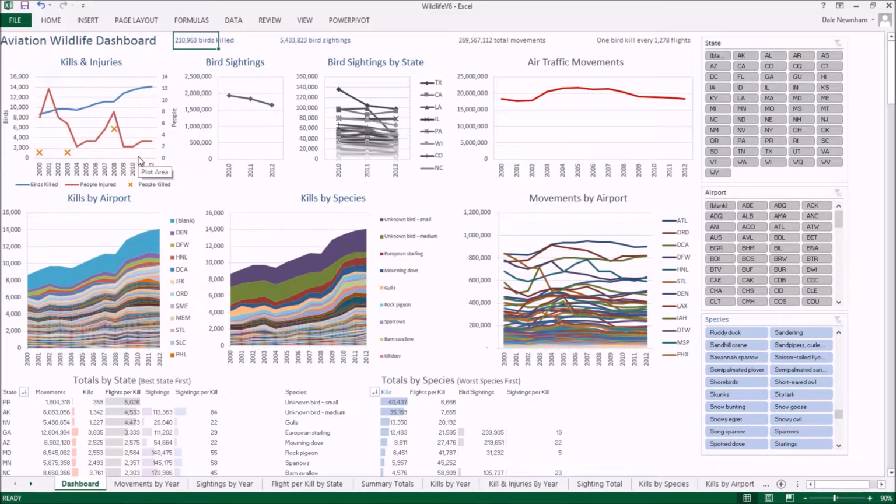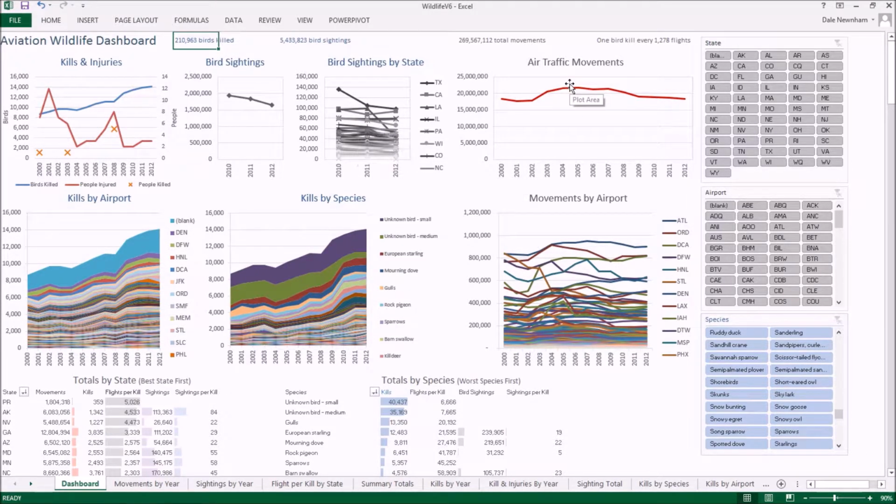Bird population appears to be dropping. If we look at bird sightings by state here, we can see that it's dropping over the 3-year period that we have data for, 2010 through 2012. And this is true for states with the highest bird sightings: Texas, California, and Louisiana. Although California, if you look at the squares here, does appear to have a more stable population than a lot of the other states. Does the volume of air traffic have an effect?